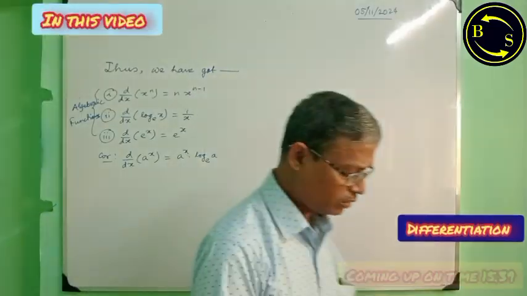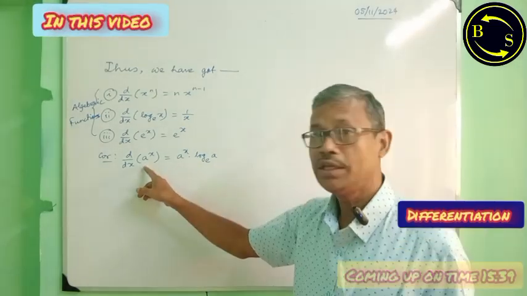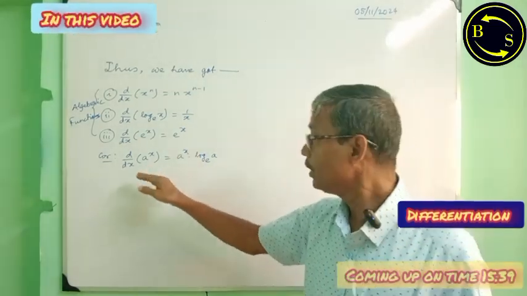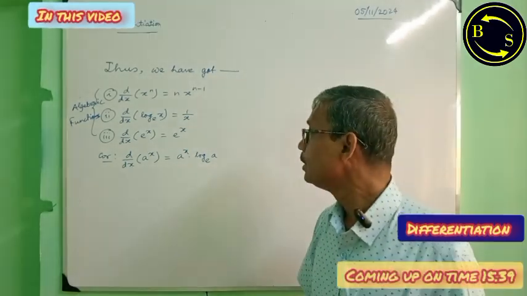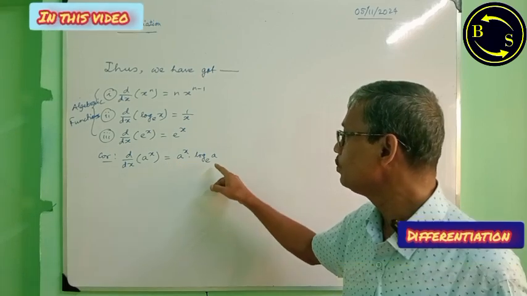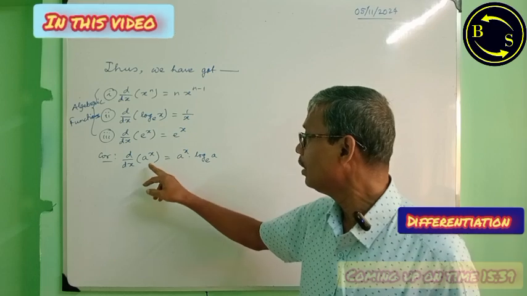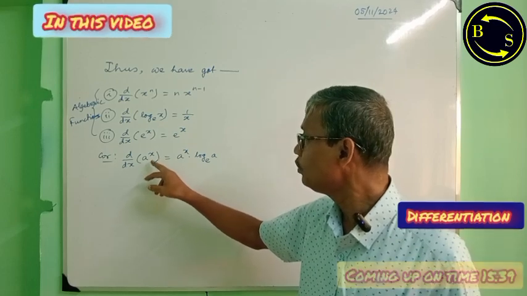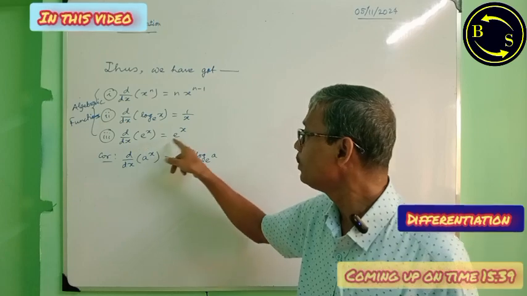Now you can find out easily the derivative of a to the power x using the definition. Here I have written directly the result: d/dx of a to the power x equals a to the power x into log of a to the base e. Actually, to find the derivative of a to the power x, we can use the derivative of e to the power x like this.